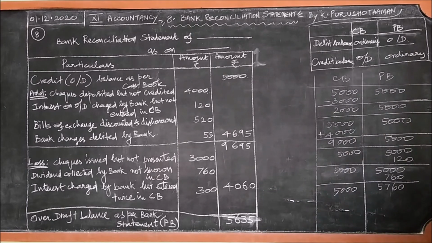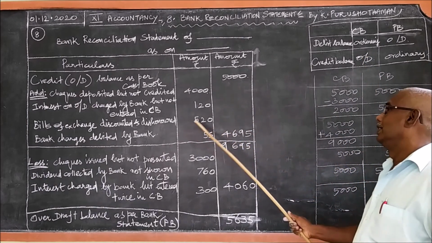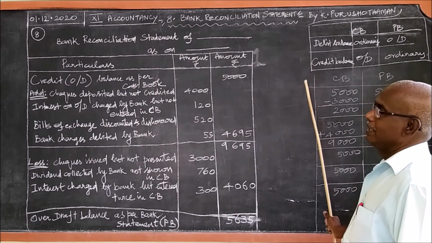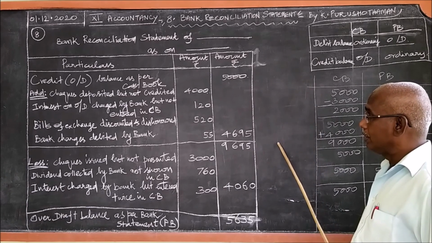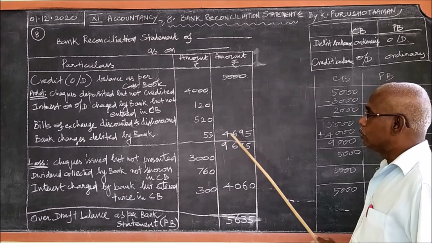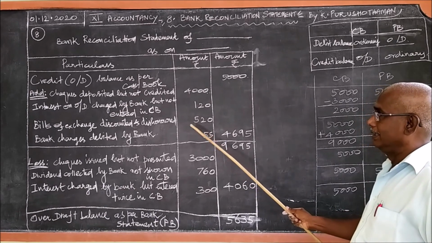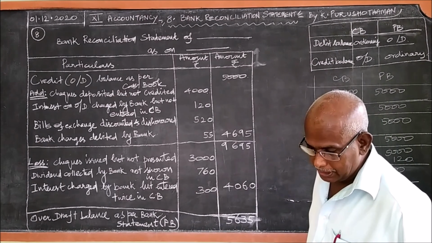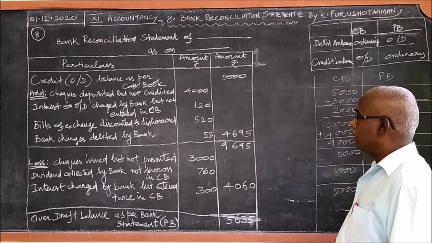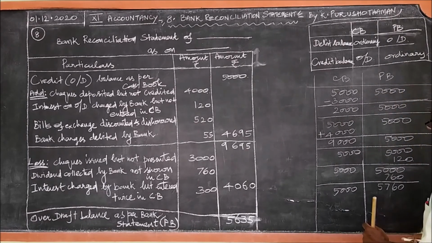What to do? Once the bill is sent to the bank, then what happens here? The amount will increase because it is discounted. In the cash book it will increase, and therefore to reduce it we should minus, but this is overdraft, therefore it is added. Then the next one, the last one, bank charges debited by the bank. Bank charges debited by the bank, the same thing.